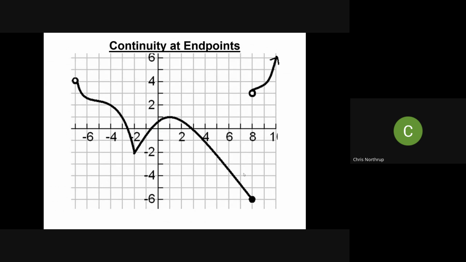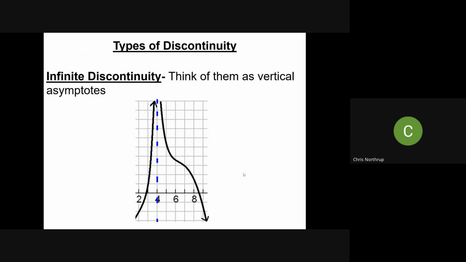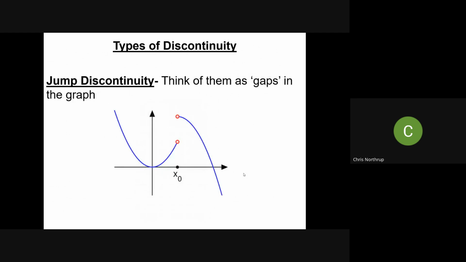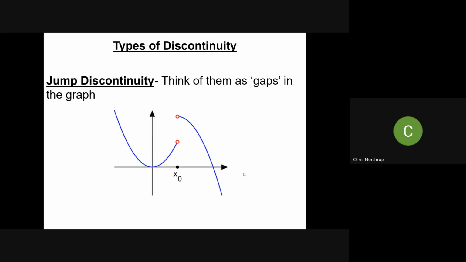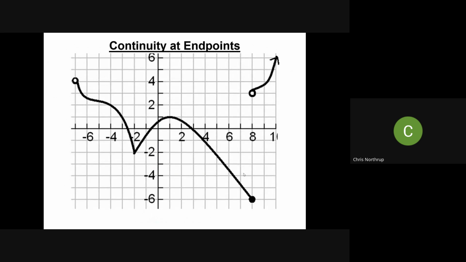Okay, so we'll talk about continuity at endpoints. So just as a sort of overview, we have three types: infinite discontinuity, jump discontinuity, and removable discontinuity. Okay, so what about at the endpoints?